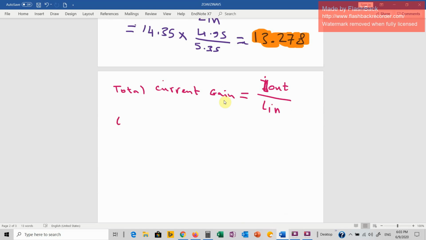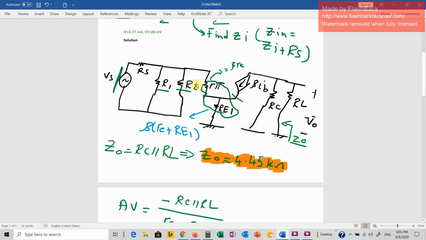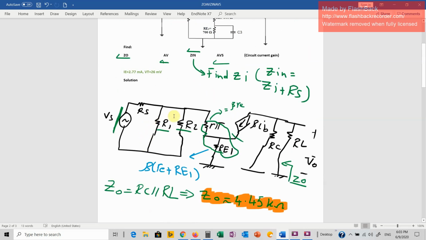So i out is simply IC. We need to find IC in AC. How to find IC? Let me go back to this AC circuit. Once you find Zi, that means R1, R2, r pi and RE1 are all going to be one resistor, and we call this resistor Zi. And here, this is Vi.